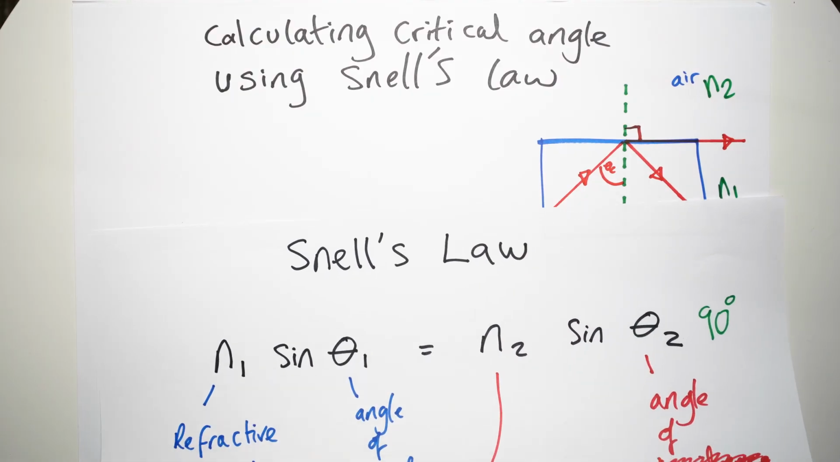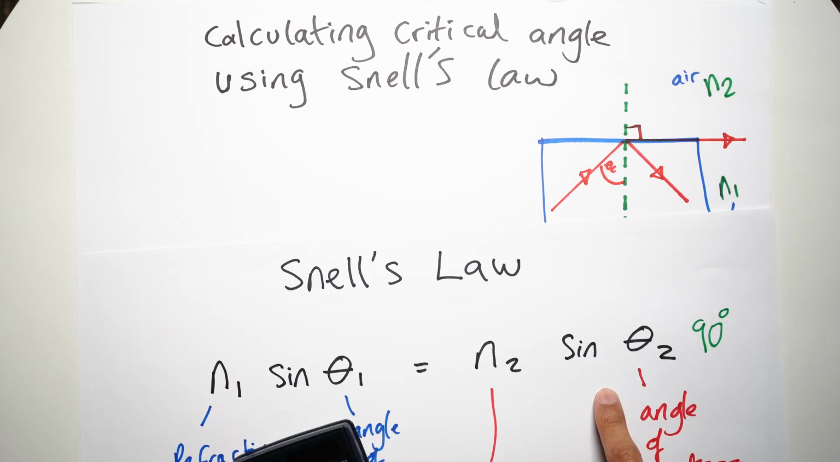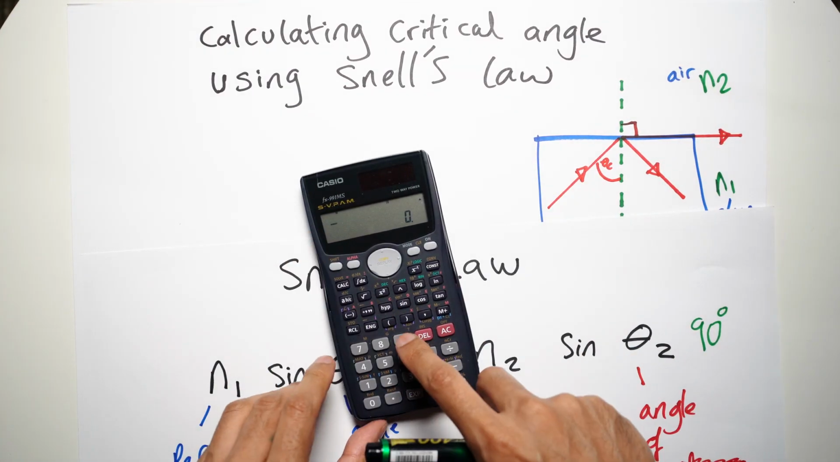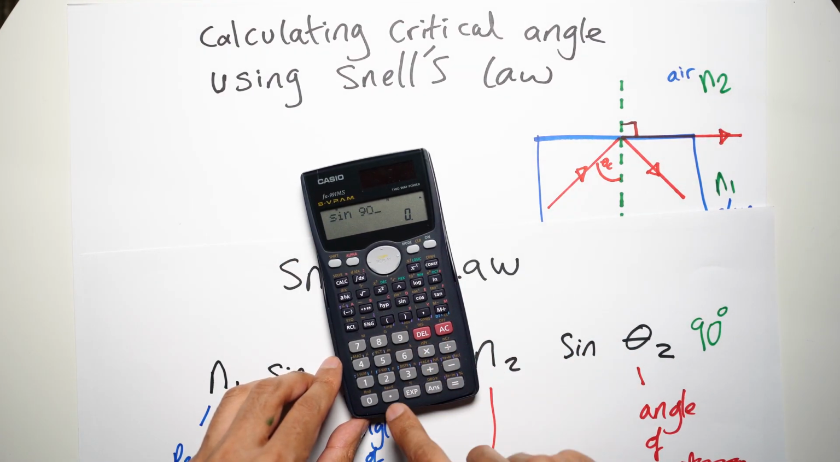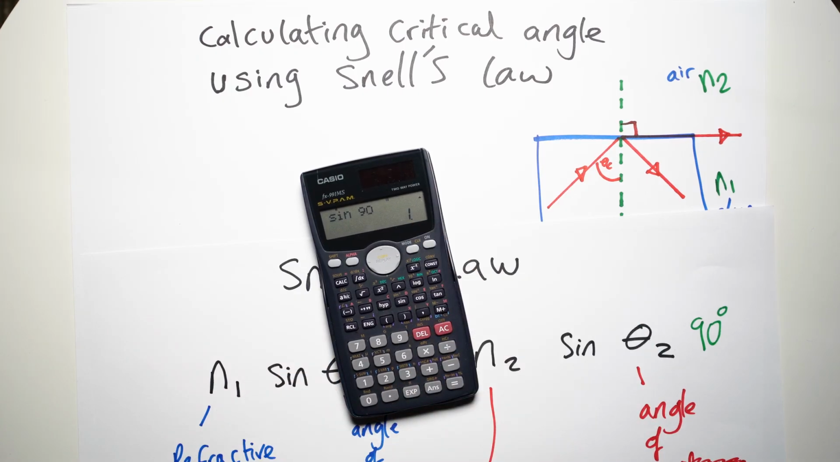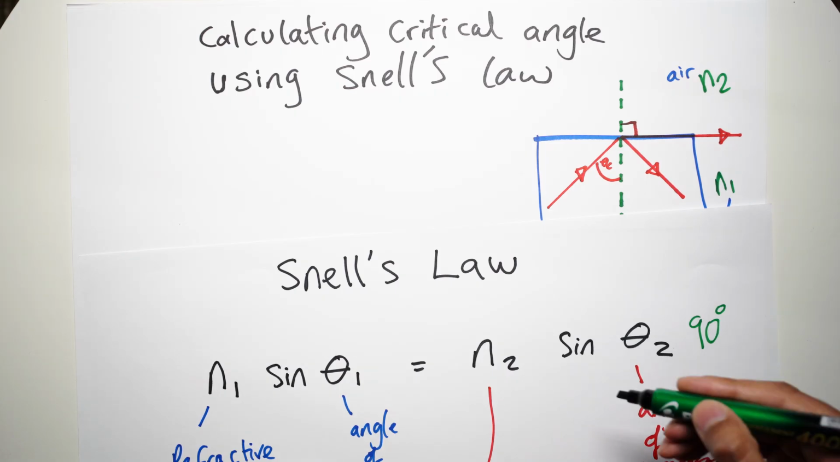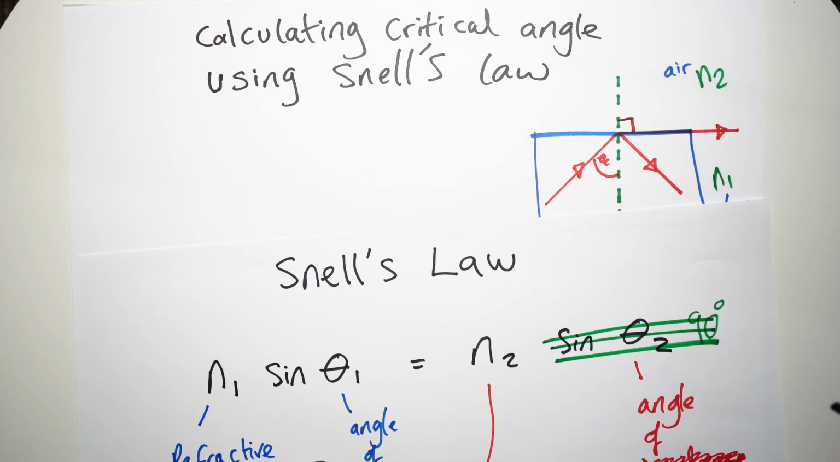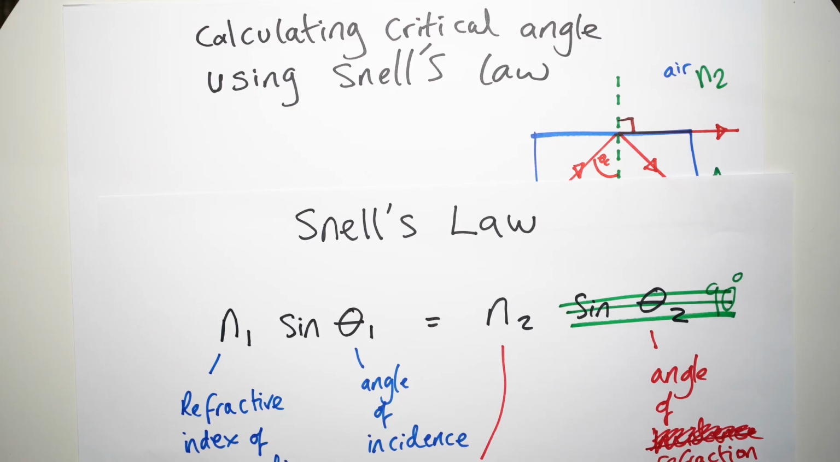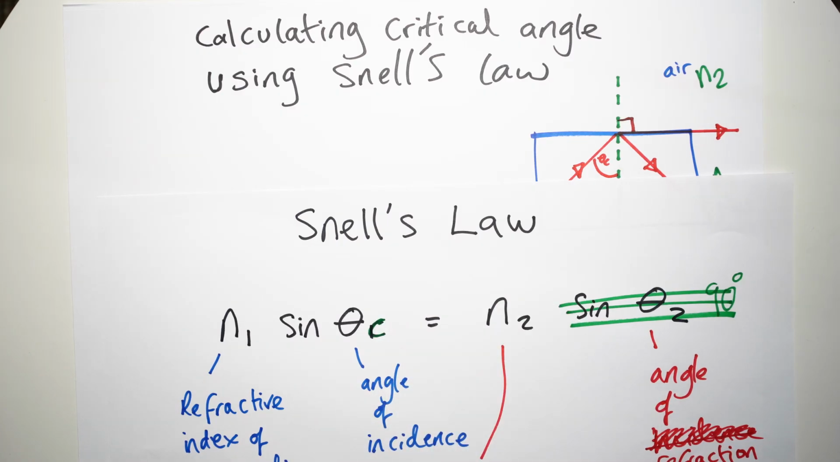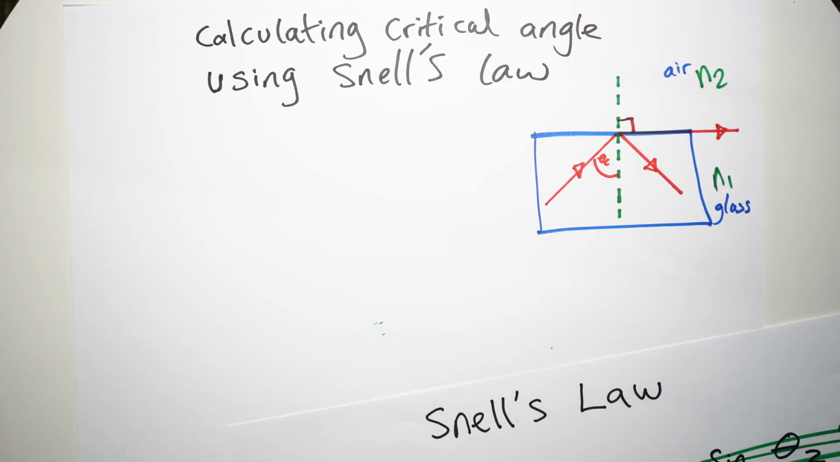Now, if you grab your calculator and you work out sine 90 degrees, because that's the angle of refraction, you go sine 90 equals, you get the number 1. Now, as we know, the number 1 times anything is that particular thing. So you can just completely cross this out and you get this situation. N1 sine theta 1 equals N2. Now we can also call this sine theta c because it's the critical angle. And eventually, once you rearrange it, you get this situation.